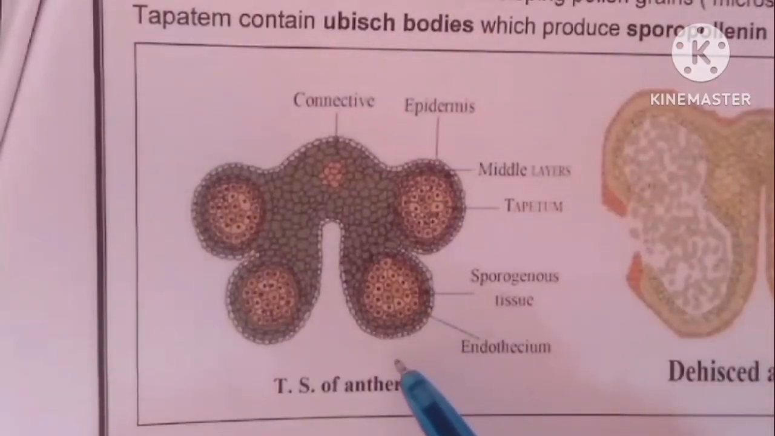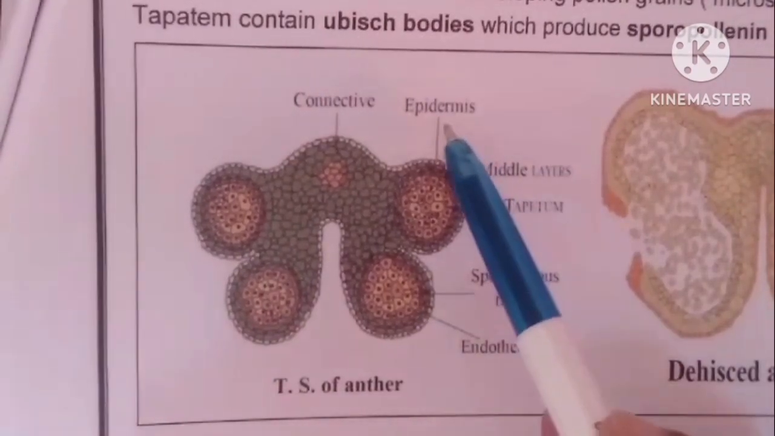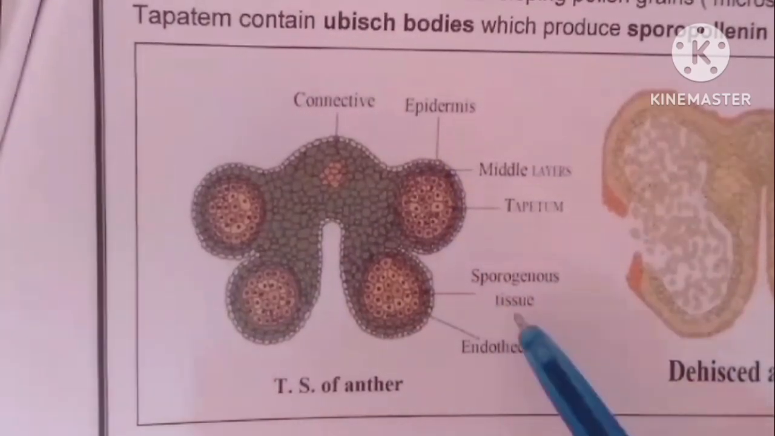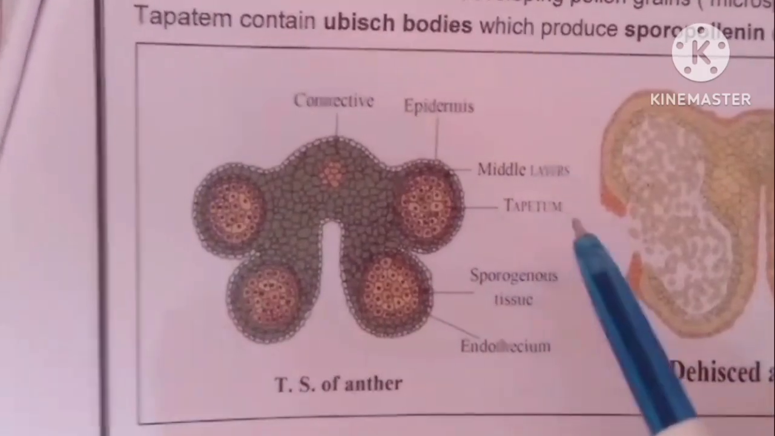Next point is internal structure of anther or TS of anther. TS of anther consists, or wall of the mature anther consists 4 layers: epidermis, endothecium, middle layer and tapetum.